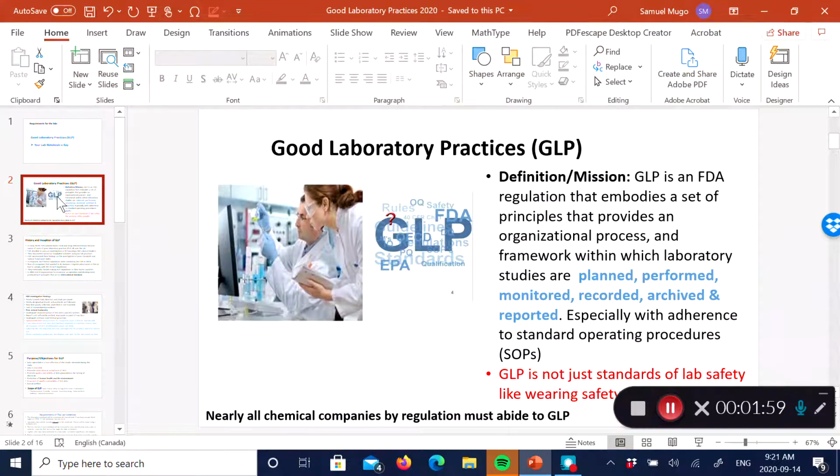Take note of this: the GLP is not necessarily related to the obvious laboratory safety practices, such as wearing safety glasses and the required PPE. But I emphasize that the GLP is becoming a regulation that almost all industrial labs must abide by.